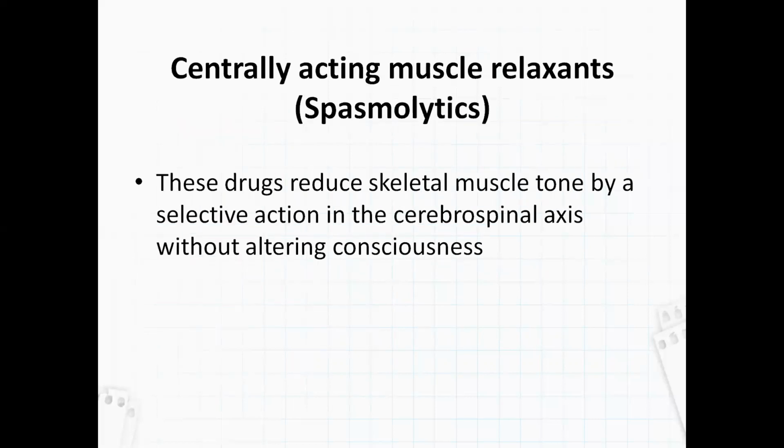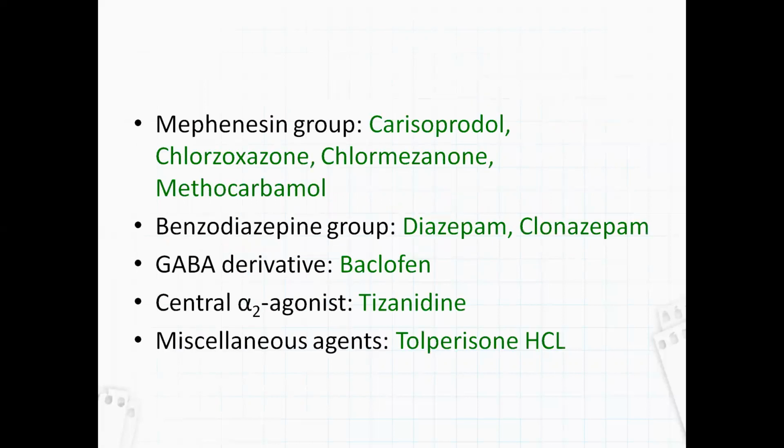Now coming to centrally acting muscle relaxants. These also come under spasmolytics. These drugs reduce skeletal muscle tone by a selective action in the cerebrospinal axis without altering consciousness. So for these centrally acting muscle relaxants, once again, let's go through the classification. There are 5 groups under this: mephenesin group, benzodiazepine group, GABA derivative, central alpha-2 agonist, and miscellaneous agents.